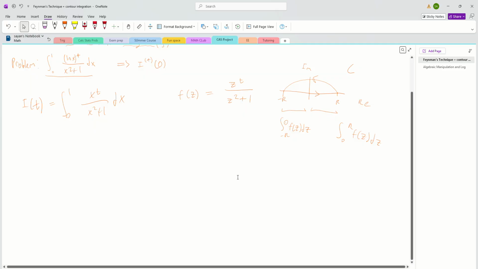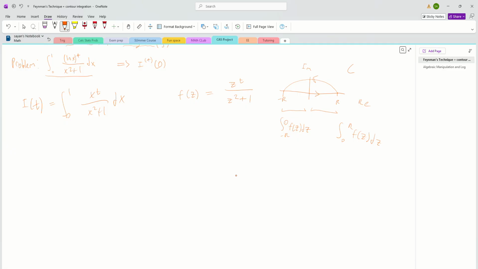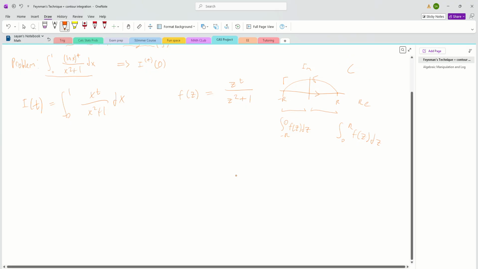Actually, I'm going to write it like this. This is better. Next, we have this thing. This is something that you guys will have not dealt with before. It's not on the real axis. It's purely in the complex plane, and it's curving. So this is our contour. We'll call it gamma.